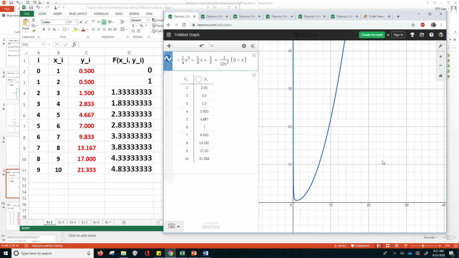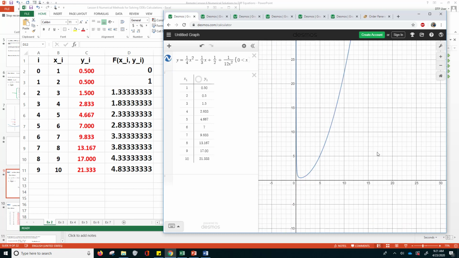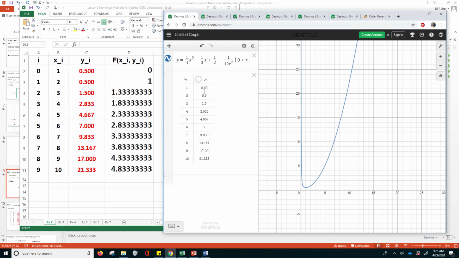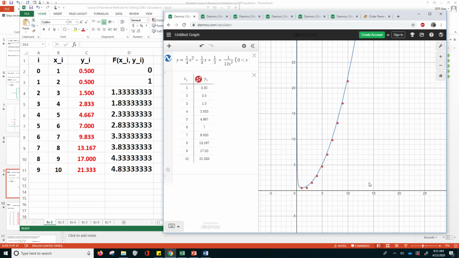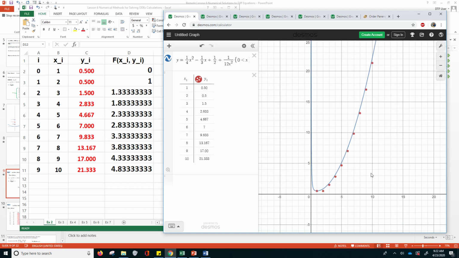Okay, so here's my original function, and here's my points, right? 0.5, 1.5, 2.83. So I'm going to plot the points against the true solution that I know to see how close I am. I'm going to plot them in red. You ready? All right, here we go. Plot. Hey, they're pretty close.